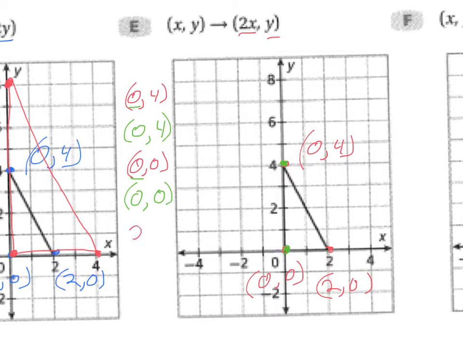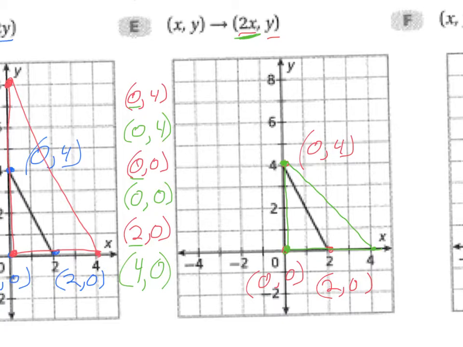Now we also have 2, 0. I'm going to multiply the 2 times 2, because remember, we had 2x. So 2 times 2 is 4, and the y stays the same. So we end up with 4, 0. So my new triangle is this right here, my new image. This does not have rigid motion because I have changed the shape of the triangle.